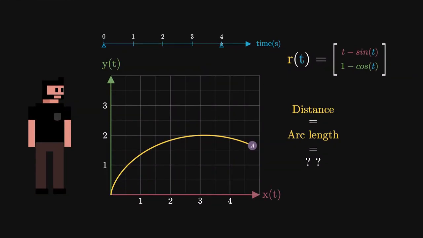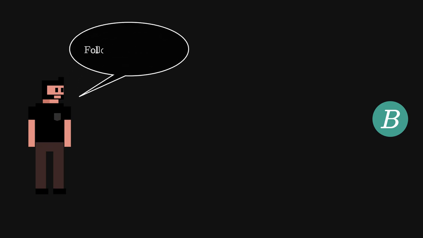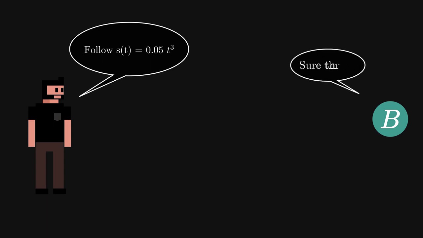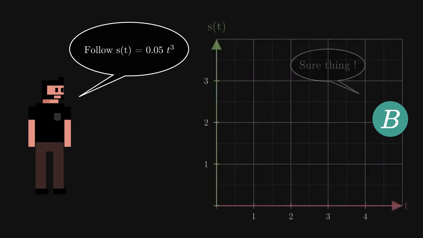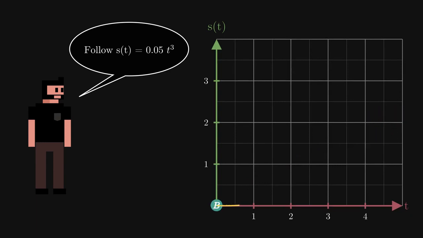And to help us answer this question, we'll take help from our imaginary, loyal, and mathy friend, whom I'll be addressing as particle B. Particle B travels according to the instructions given to it. For example, if you were to instruct particle B to travel along a straight line for 4 seconds, such that the distance it travels after t seconds is exactly 0.05 t cubed, particle B does that for you. It is loyal and mathy for a reason.